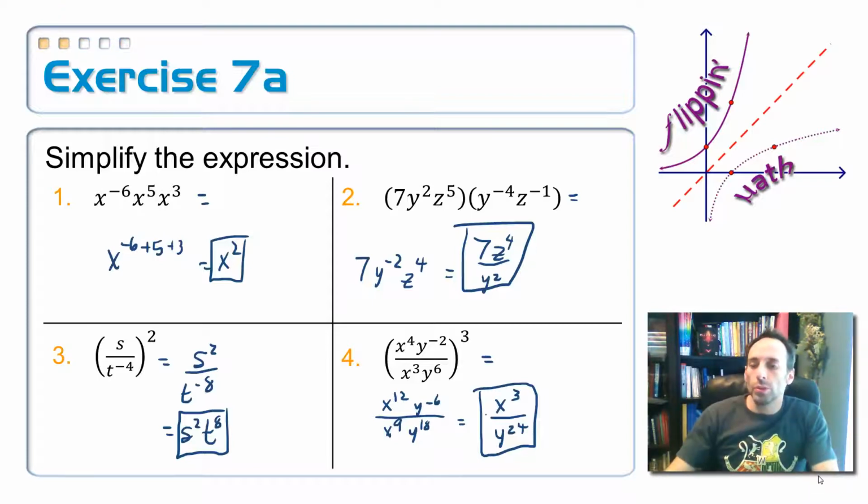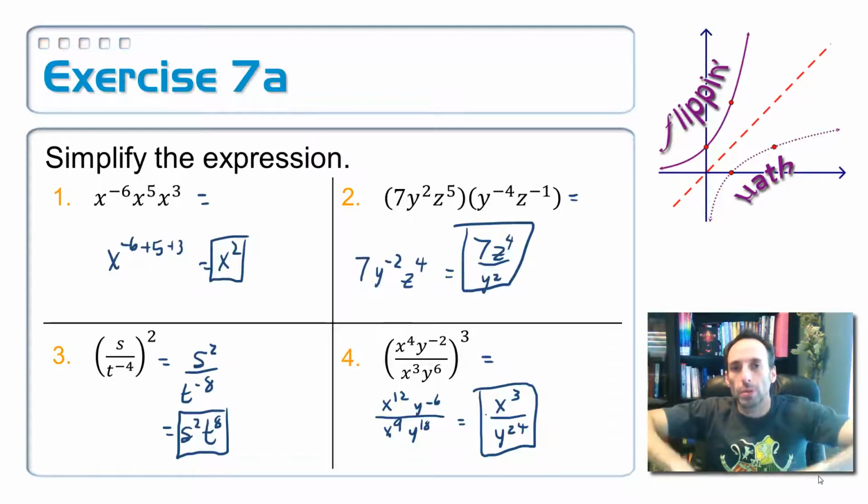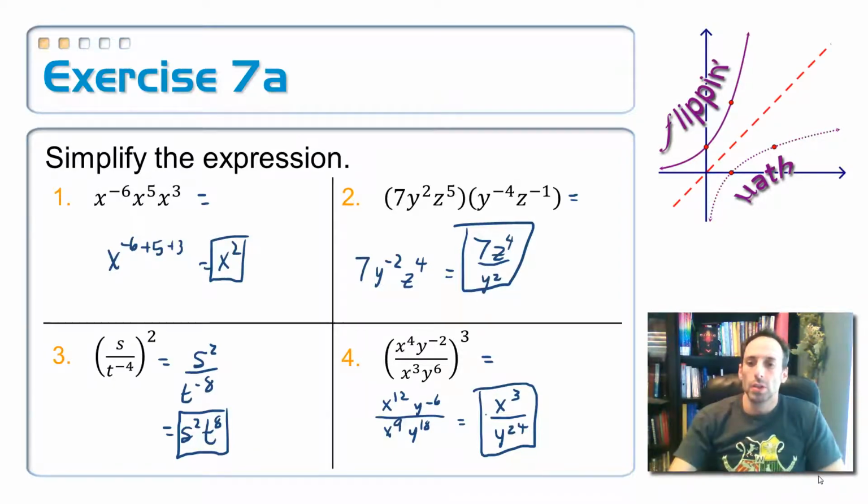Okay, on number 3, power property, so each exponent on the inside gets multiplied times 2. So when I'm done, I get a t to the negative 8. It's negative on the bottom, so it needs to come back up to the top. So s squared times t to the 8th.